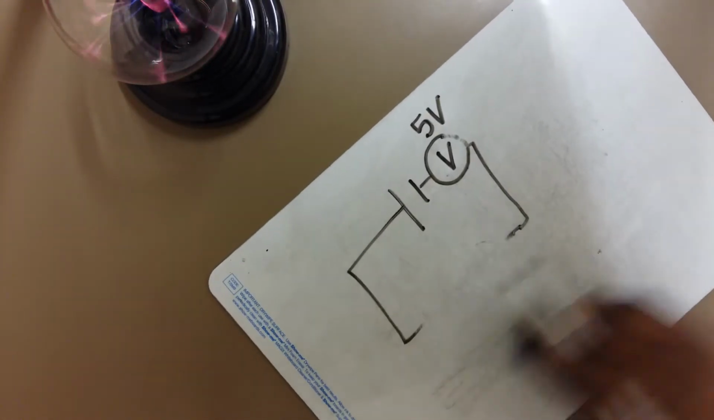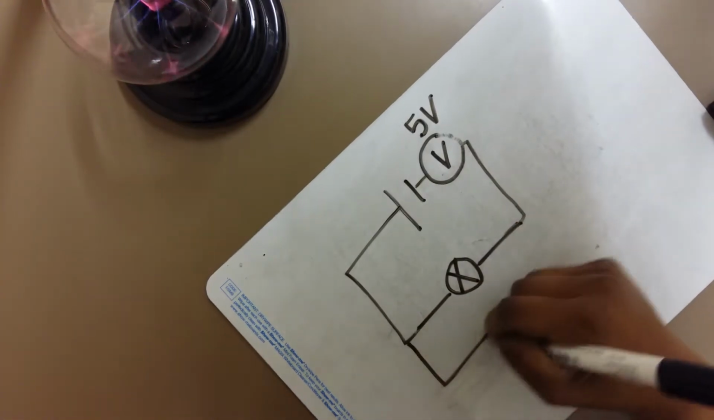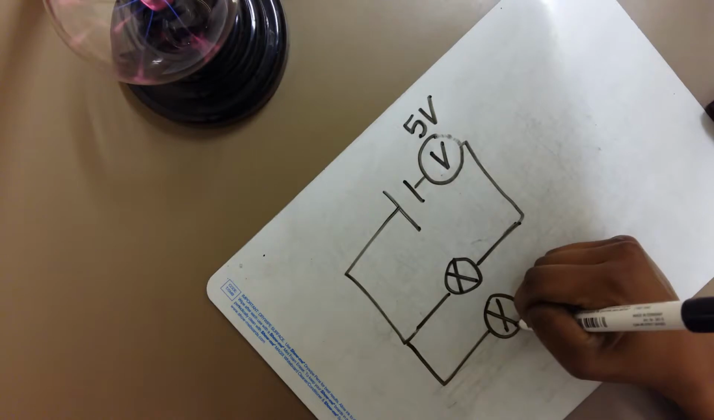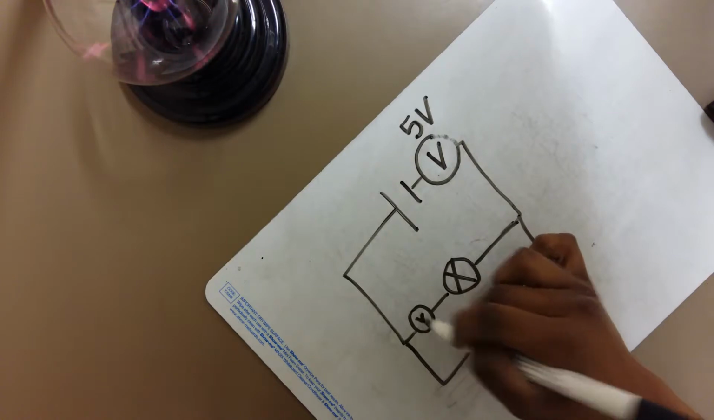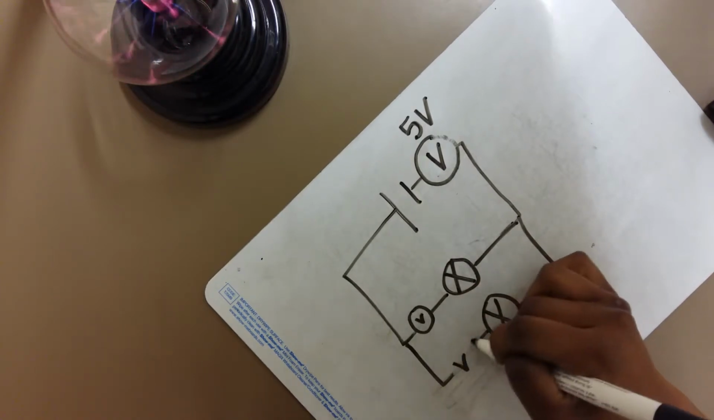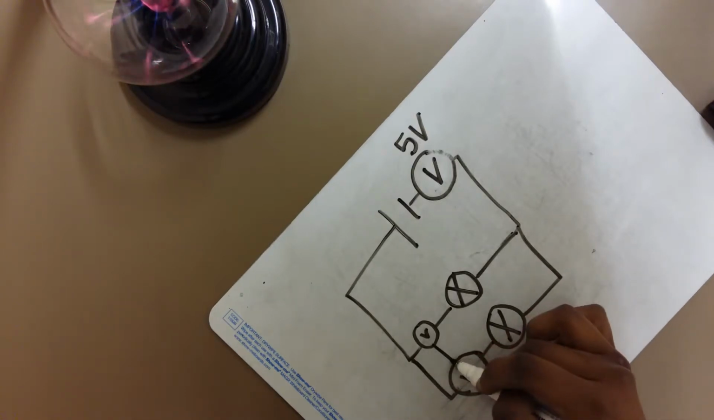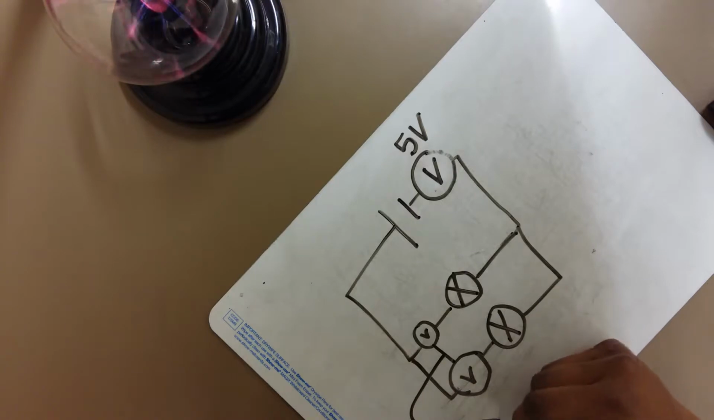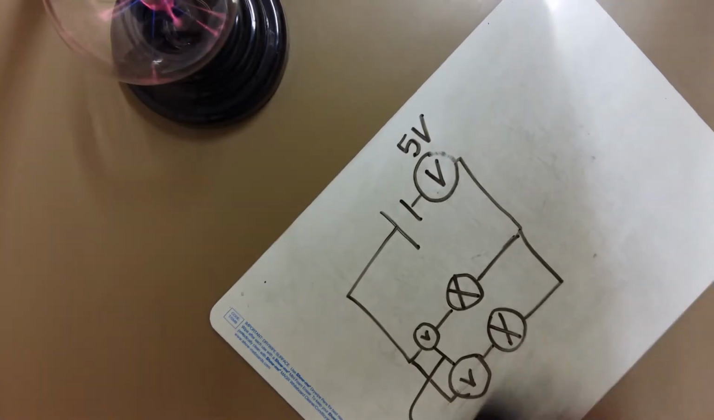However, if we had them connected in parallel, with one bulb here and one bulb here, and we had a voltmeter here and a voltmeter here, both of these voltmeters would read 5 volts. They don't get shared. They are completely the same throughout the entire circuit when it is a parallel circuit.